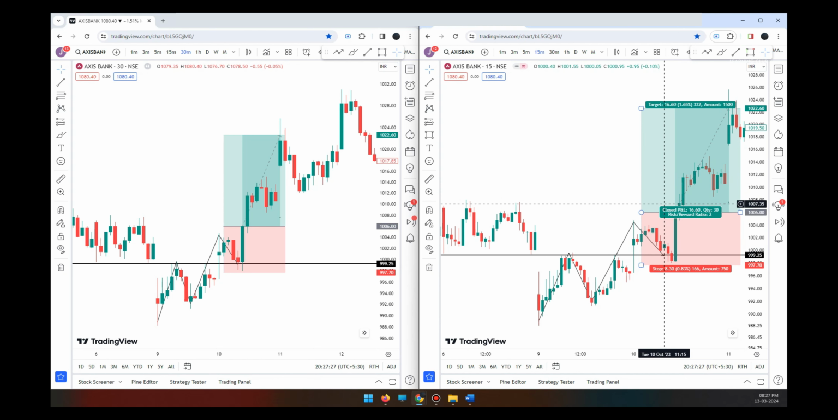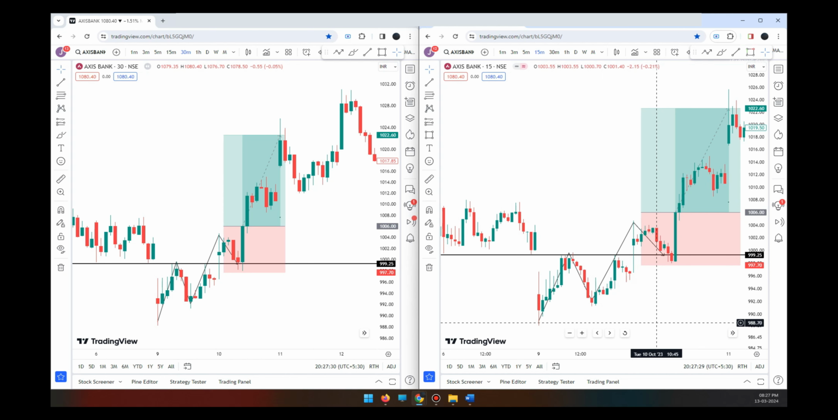So I hope the conditions are clear. We would be doing a recap of all the conditions towards the last, so do not be confused if you have missed out on any points.